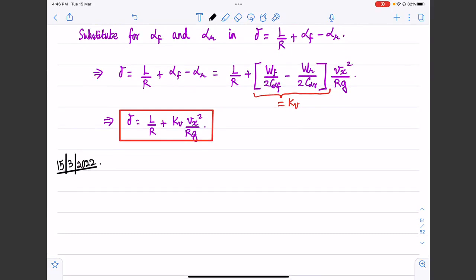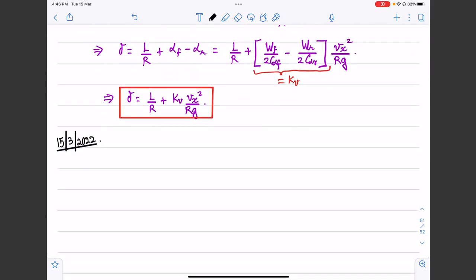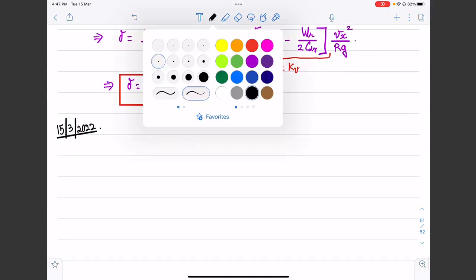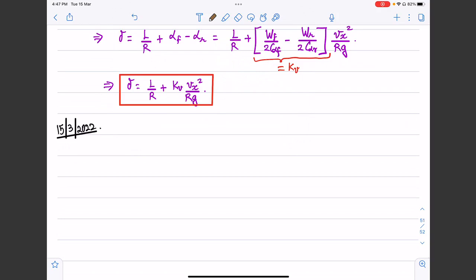Okay, so this is where we stopped. In today's class, we are going to build on this. Before we go ahead, any questions? Okay, so let's continue from here.